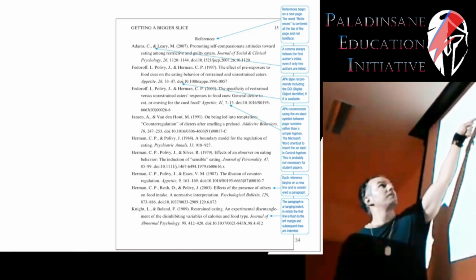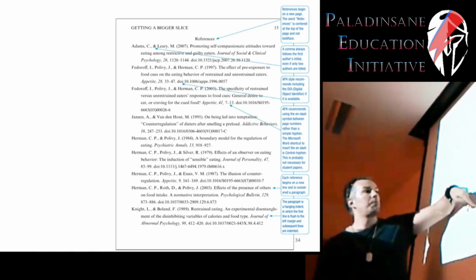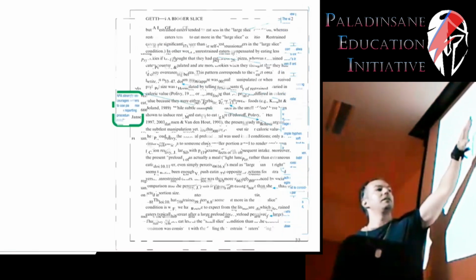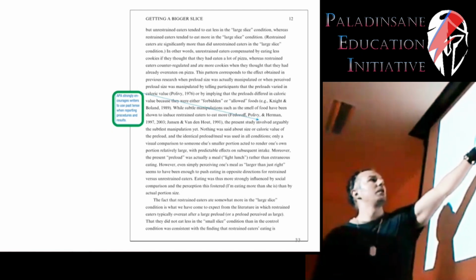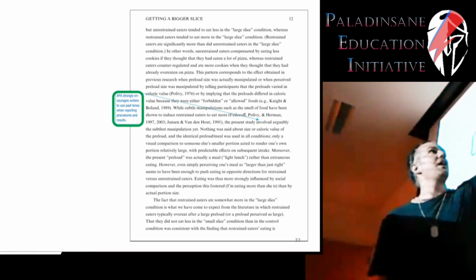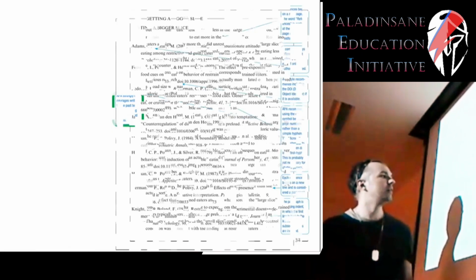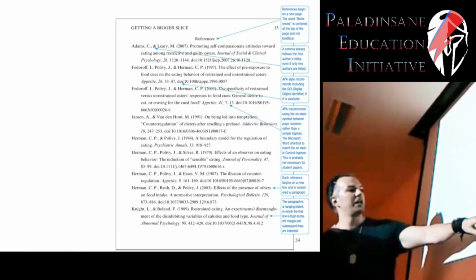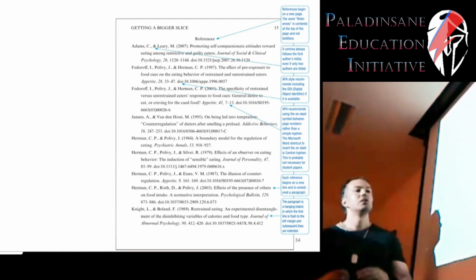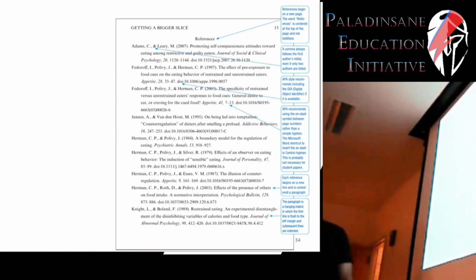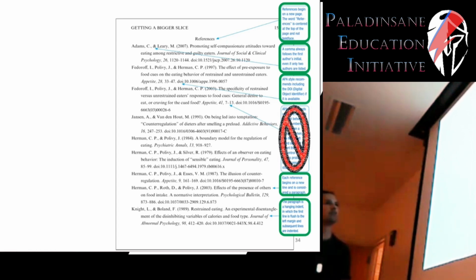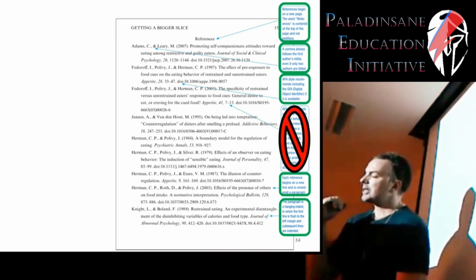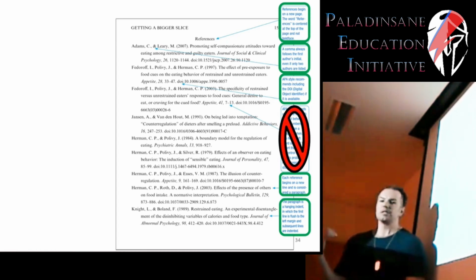So each one of these names appeared somewhere in the body of the text, right? So Knight and Boland, 1989. If Knight and Boland is mentioned here, they better have, there it is, Knight and Boland here in the references. So it's got to have that one-to-one correspondence. And there are a ton of rules about references. That one you don't need. But there are tons of rules about references.